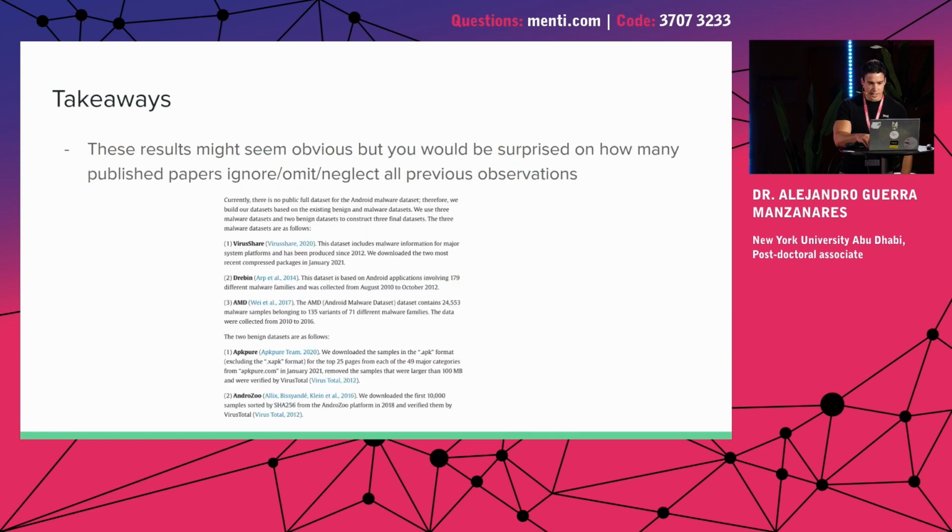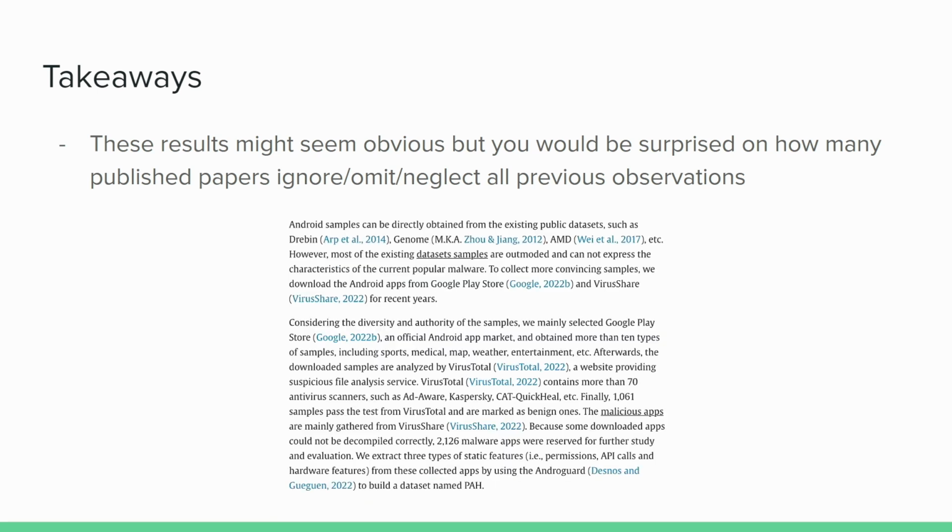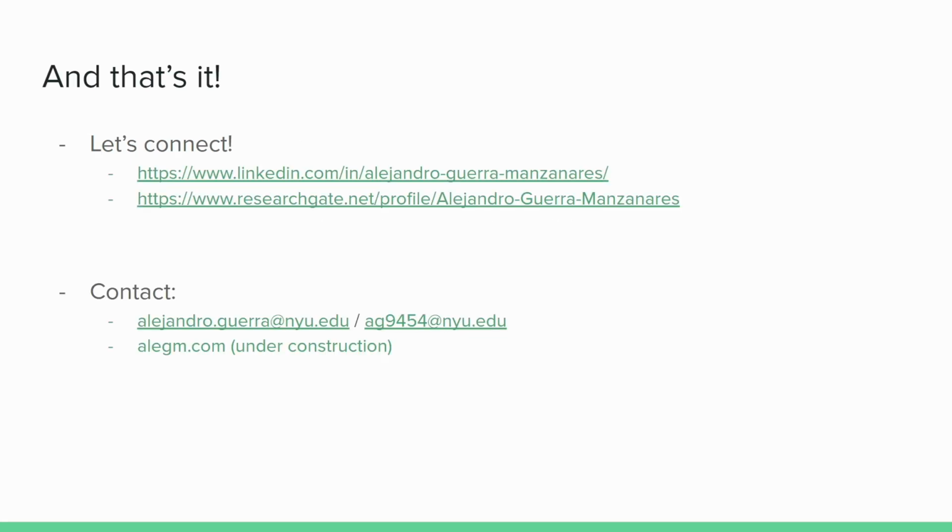over time. This seems really obvious, but you can see this is a paper that will be published in 2024. It has been accepted, and they still use Drebin as one of the main sources of malware. So this means that we still have to work much more on the data that we use to build these models. And yeah, that's it.